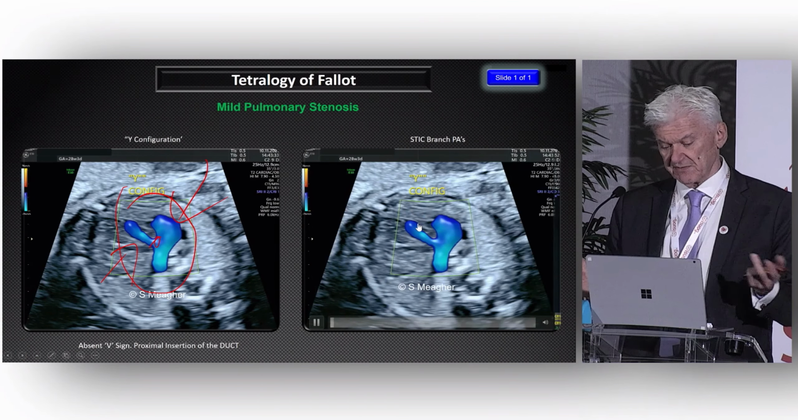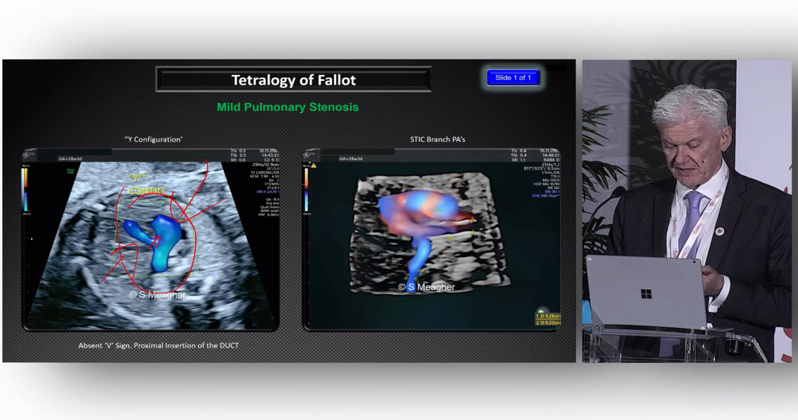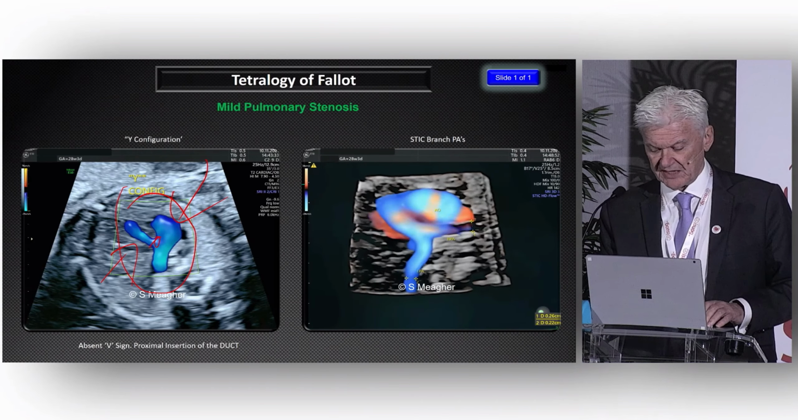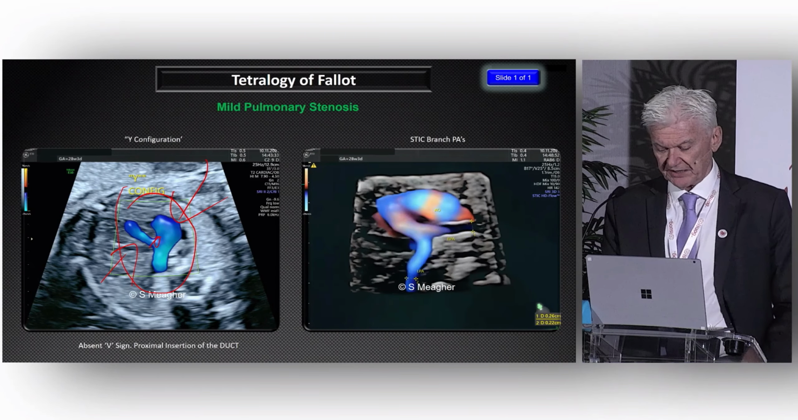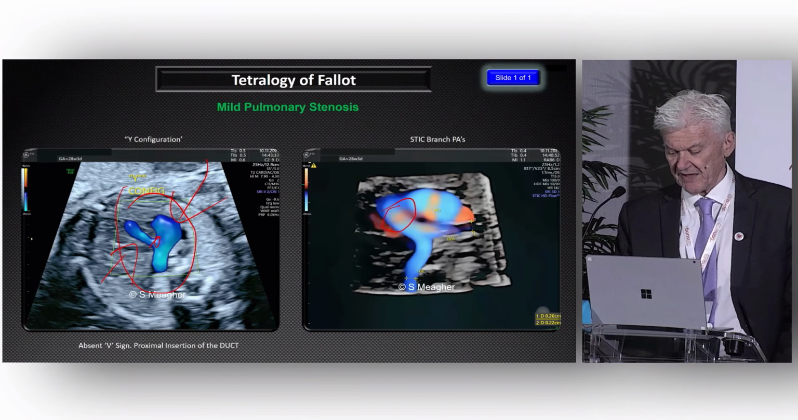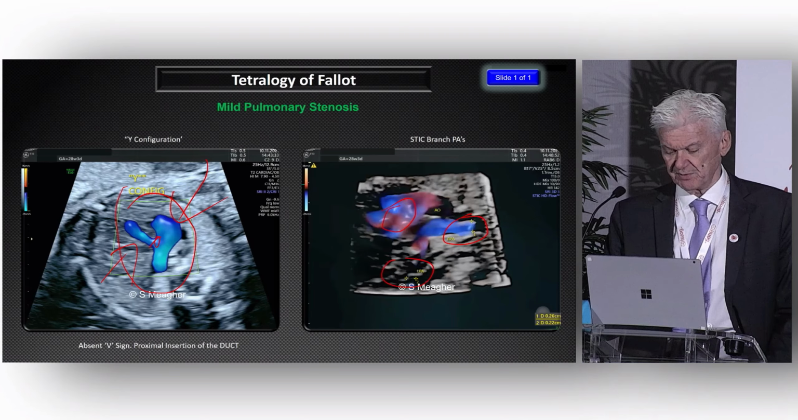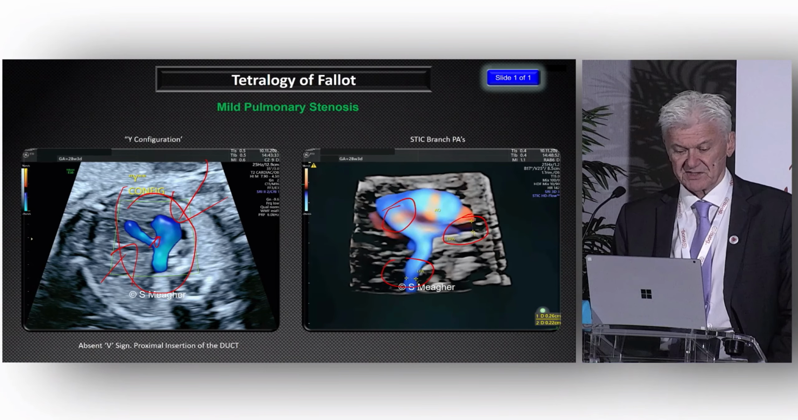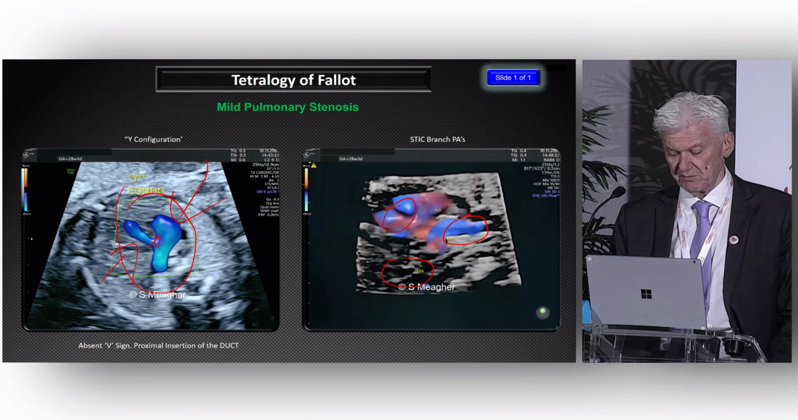And then moving to STIC, which we spoke about this morning, the beauty about this is it just gives you that precision of the imaging, showing the narrowed pulmonary artery where you can see that turbulent flow across the pulmonary valve. You can Z-score the branch pulmonary arteries with accuracy. This is a baby with Tetralogy of Fallot with pulmonary stenosis.